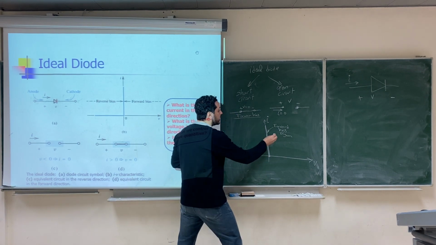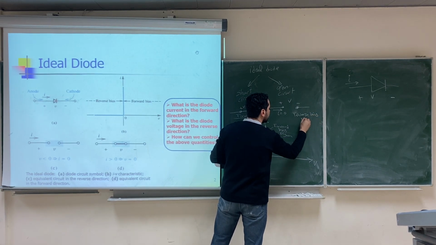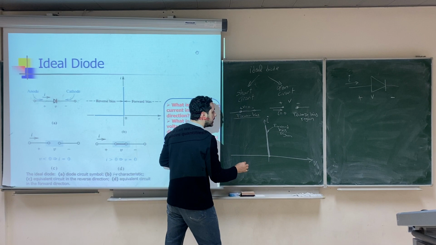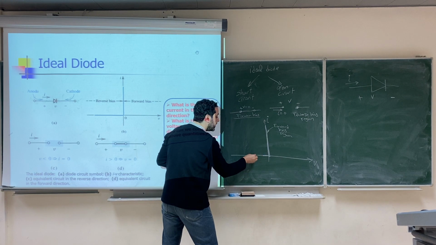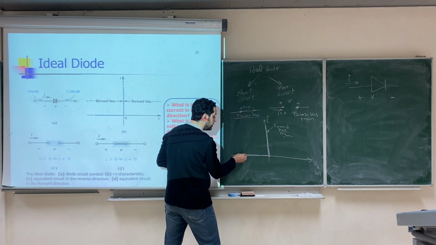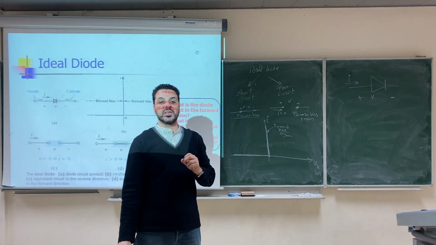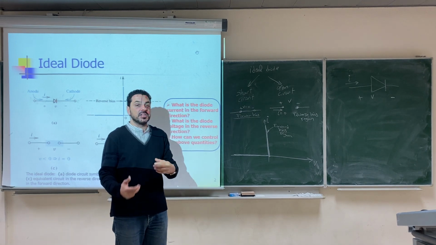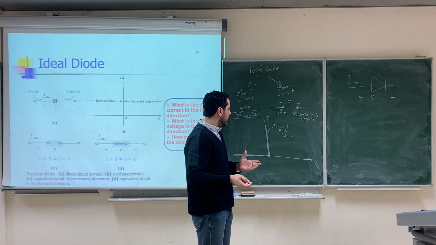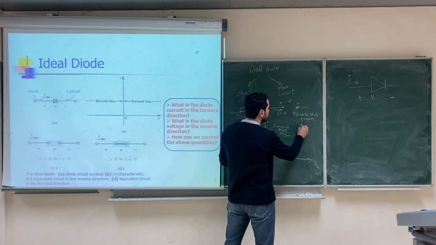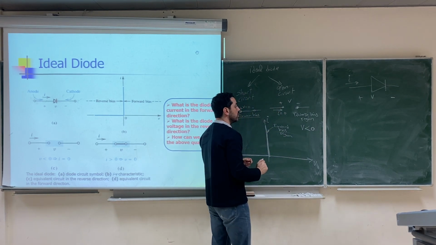So in the reverse bias, this is what we call the reverse bias region. In the reverse bias region, the current will be 0 and the voltage can be anything here. And for sure, the voltage must be negative. The voltage across the diode must be negative. Why? Because if it is positive, then the current is going to flow in the forward direction, right? So under reverse bias, for sure the voltage has to be negative, less than 0.